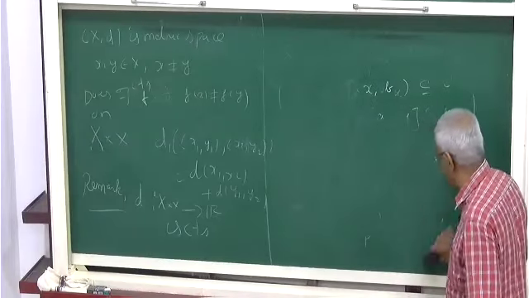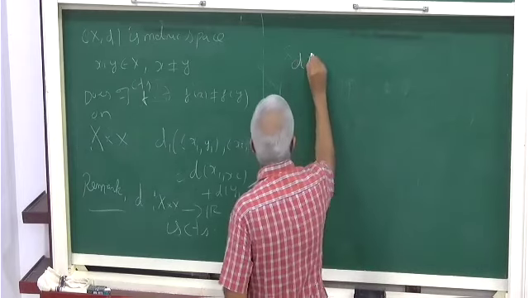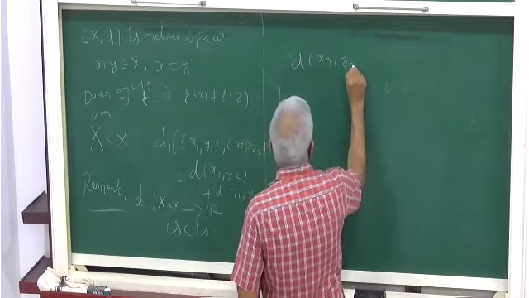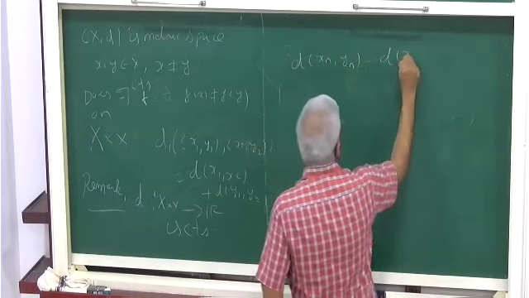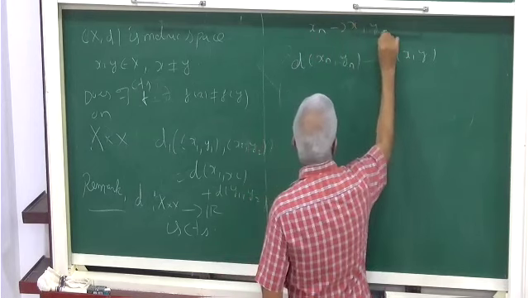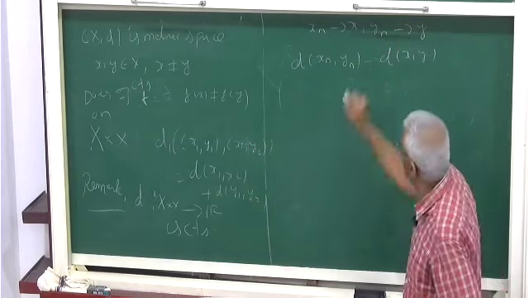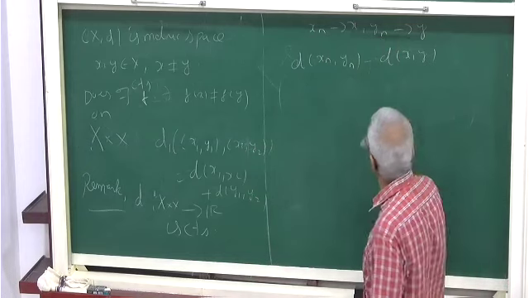We only have triangle inequality, nothing else. So we have to use it. We want to prove that D is continuous, so we have to prove that |D(xn, yn) − D(x, y)| goes to 0 if xn converges to x and yn converges to y, which is equivalent to saying the tuple (xn, yn) converges to (x, y).